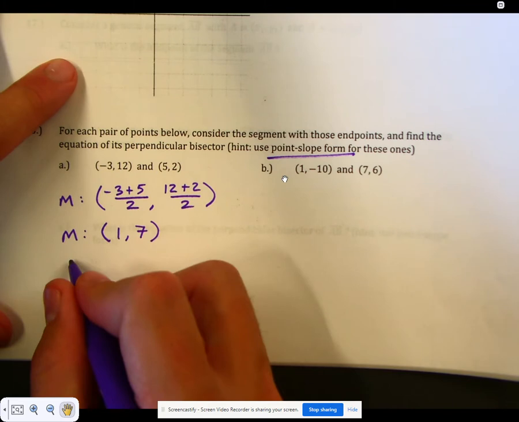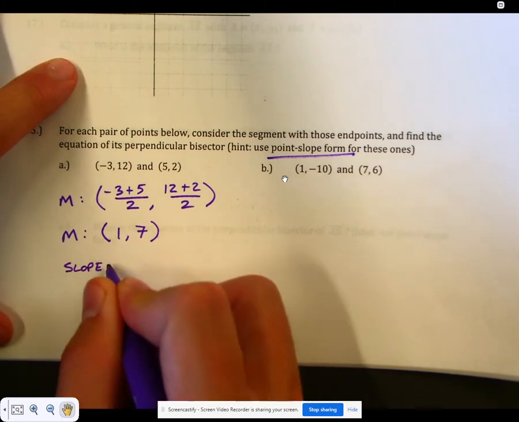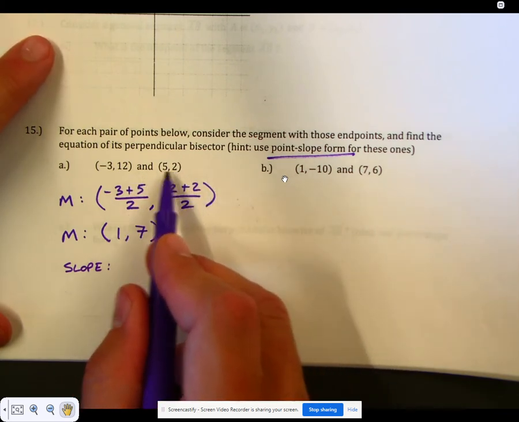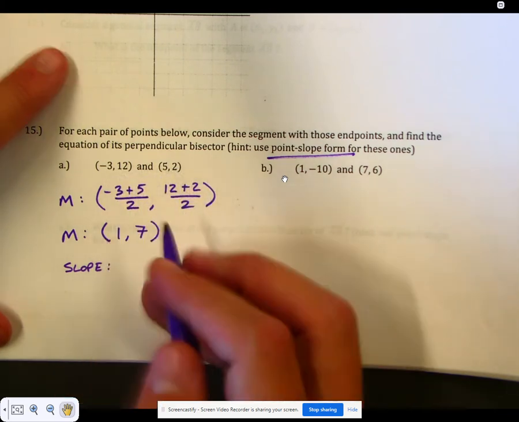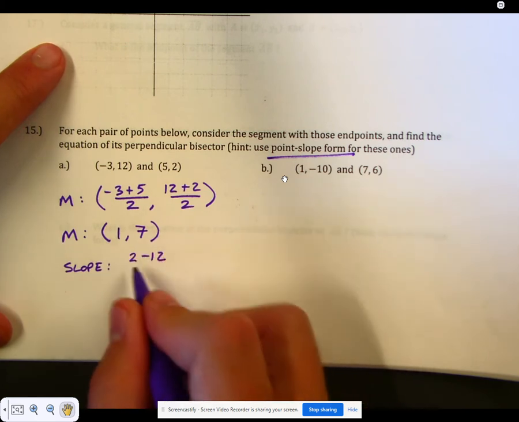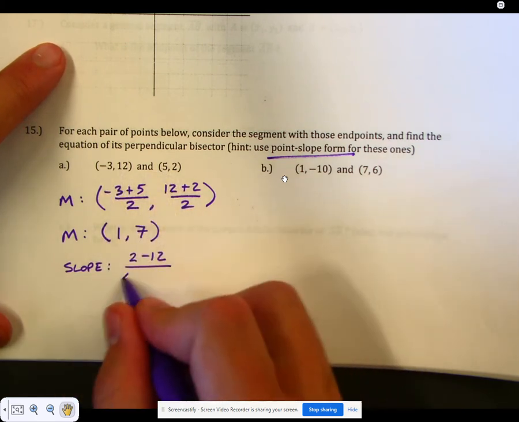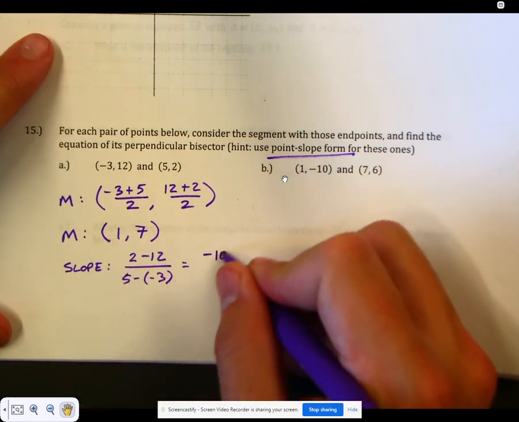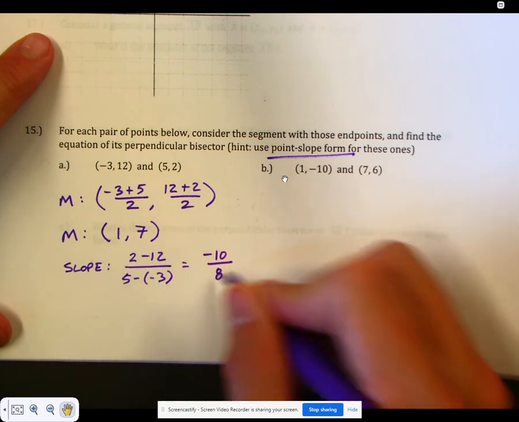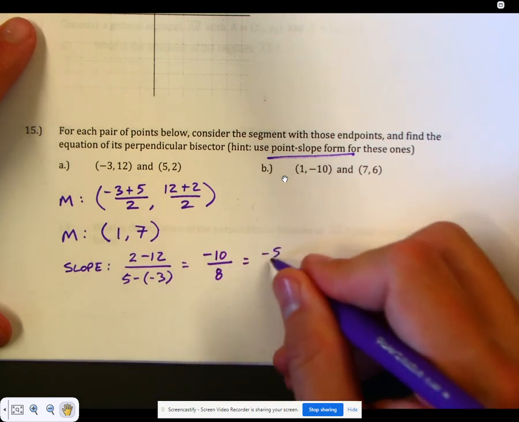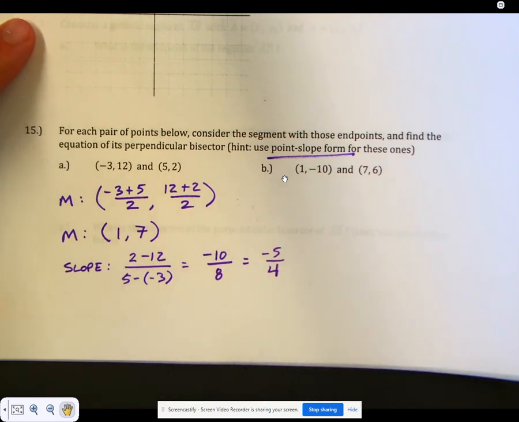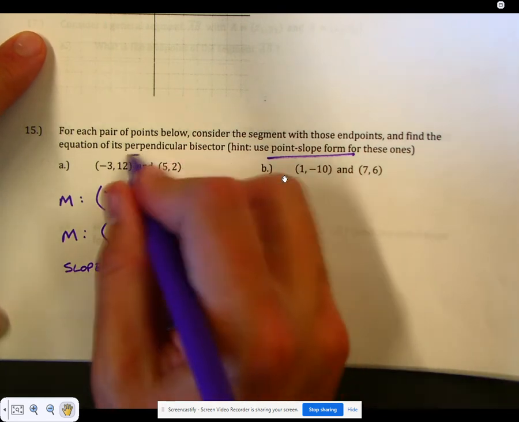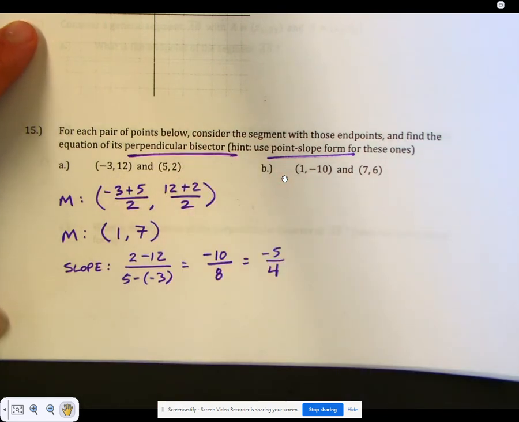What's my slope? Rise over run. So I can use subtraction here. How much rise is there? I can just go 2 minus 12. That's the rise. And the run is 5 minus -3. So on top I get -10, on the bottom I get 8. That simplifies to -5/4. And so my perpendicular bisector would have opposite reciprocal slope.